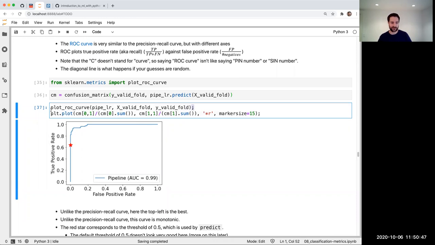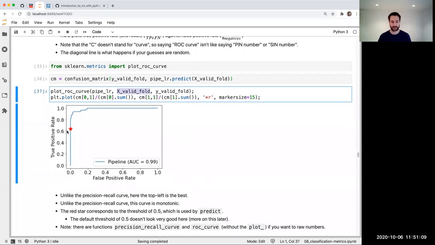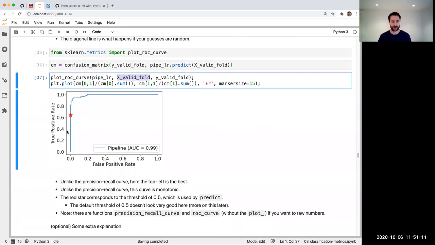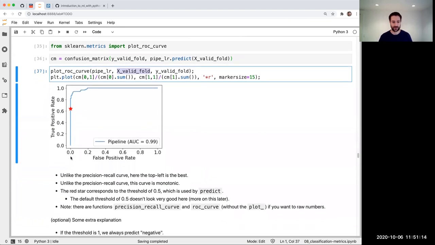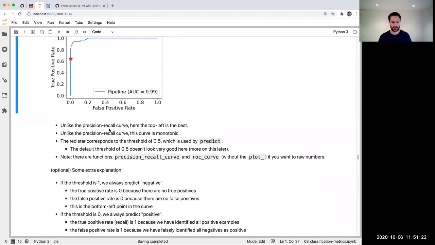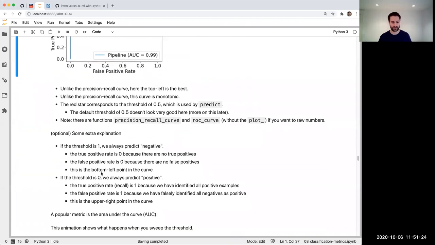Someone asked, wouldn't being at the top mean we're overfitting? So keep in mind that I'm making all these pictures with the validation set. I'm not looking at these plots on the training set, I'm looking at them on the validation set. And so if I'm getting 100% here, that's like 100% validation accuracy, which is great. So I wouldn't necessarily be overfitting there. And again, the red star is basically the default of calling predict, which is the one we saw.